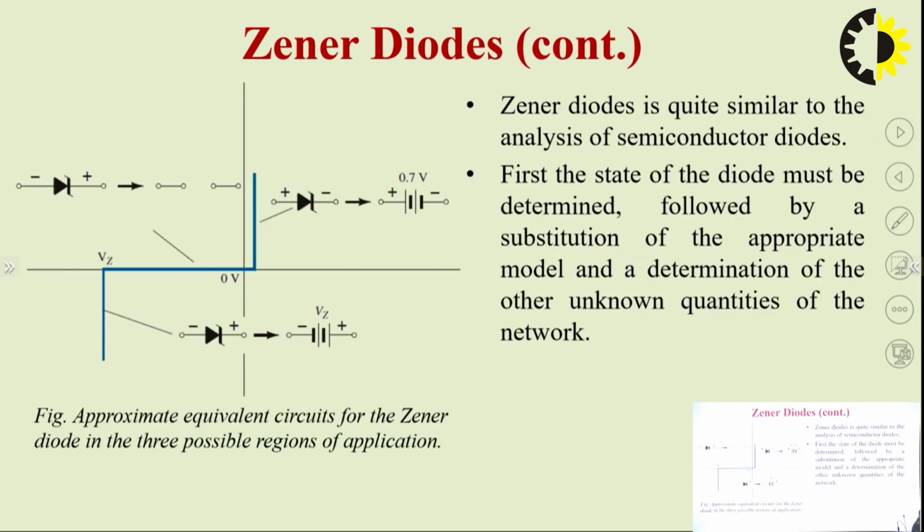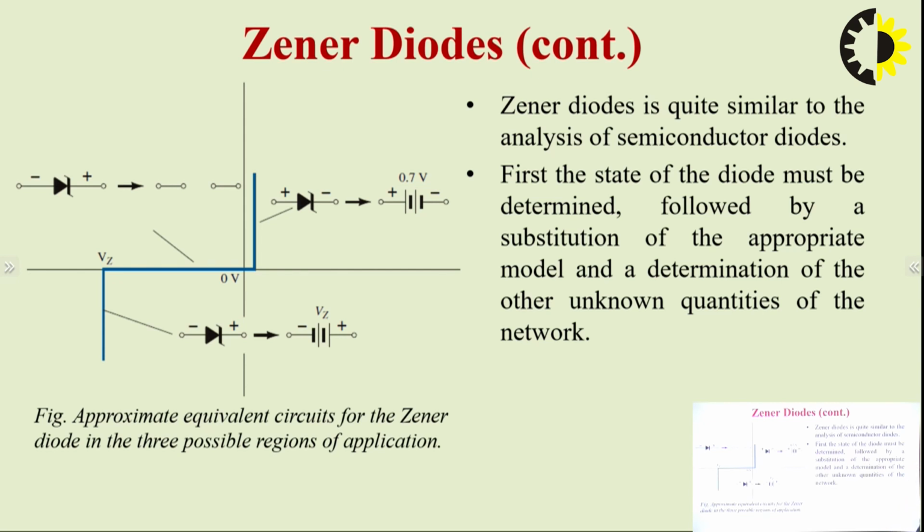If we talk about the analysis of the Zener diode, it is quite similar to that of ordinary PN junction semiconductor diodes. The first state of the diode must be determined, which is followed by the substitution of an appropriate model and determination of the other unknown quantities in the network. This is how we do the analysis of Zener diode circuits.